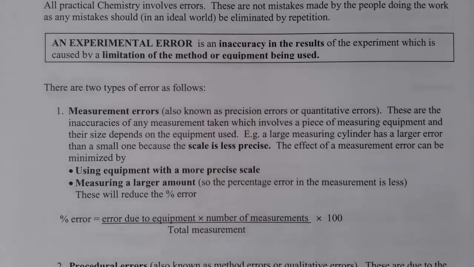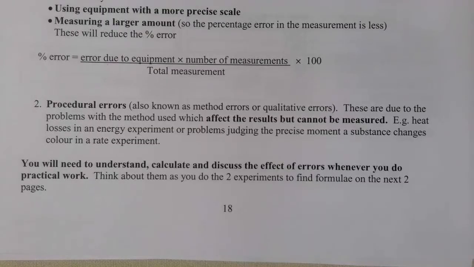The other type of error we can come across is what we call procedural errors, and these are method errors. Now these can't be quantified, we can't put a number on them. It could be things like estimating the amount of heat losses to the environment in an energetics experiment, or judging the precise moment a substance changes colour in a rate equation. Hopefully by repeating and taking an average, we can reduce these procedural errors.